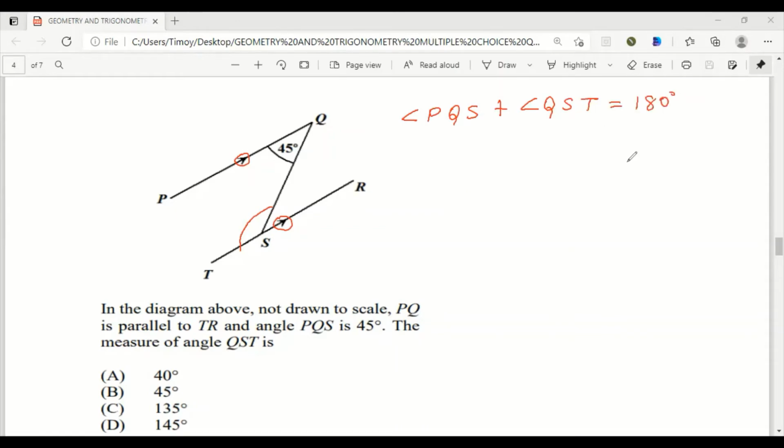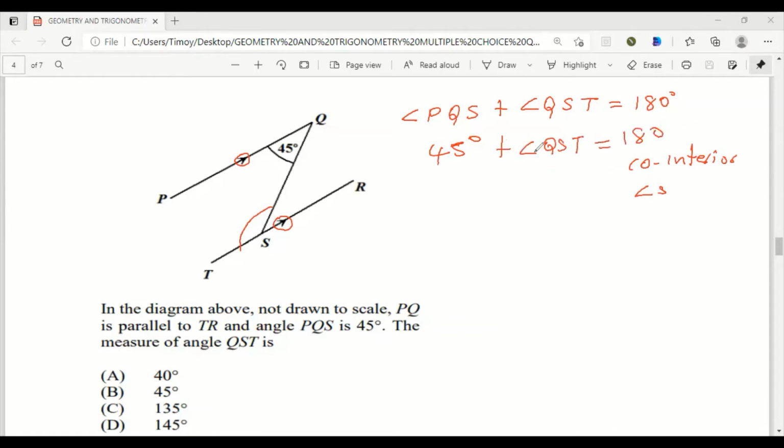And how do we know this? The reason is that these are co-interior angles, all right? That's all we know. So what is angle PQS? That's just 45 degrees, plus this angle here, which is angle QST, that's the angle that we want to find, which is equal to 180.